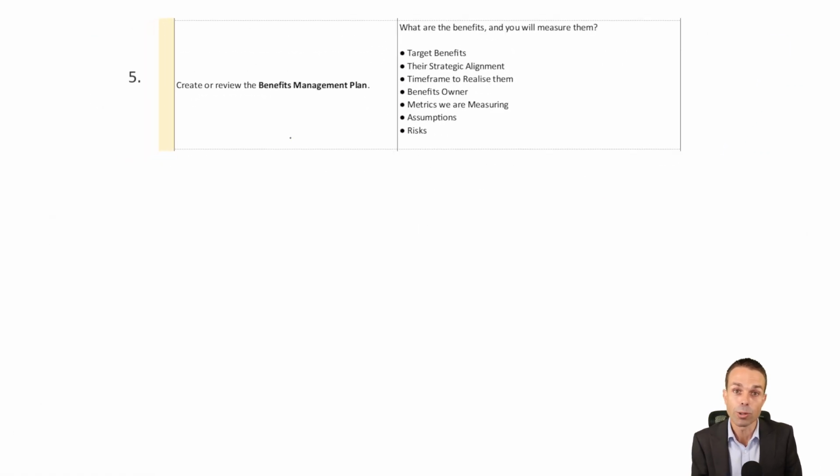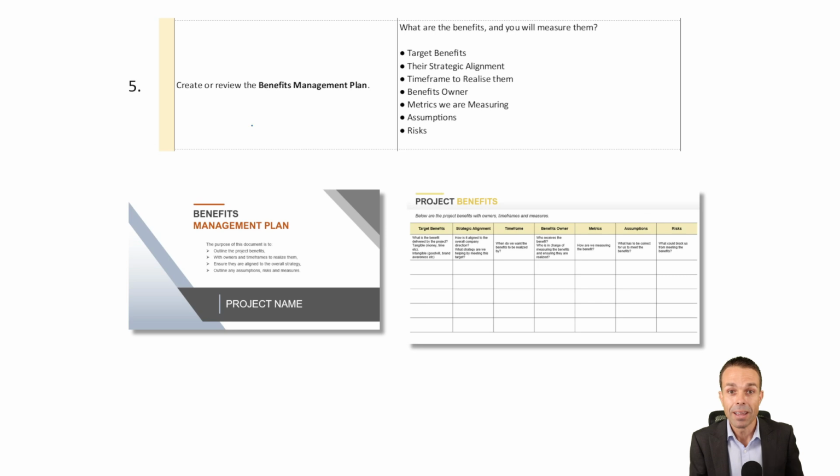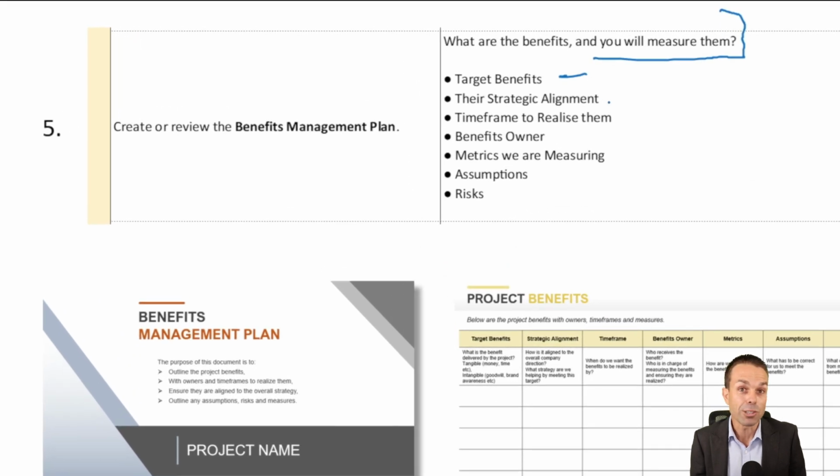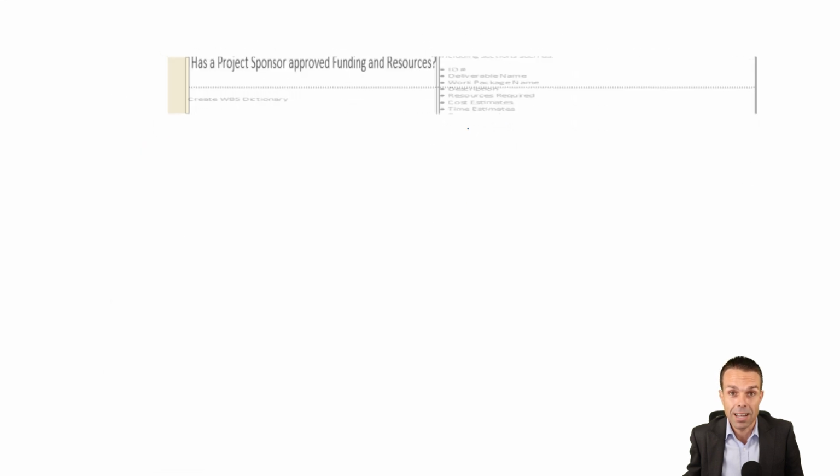Now, when we've got that, we also want to create our benefits management plan. We want to start with the end in mind. What are the benefits that we're delivering for this project, and how are we going to measure them once the project is complete to prove that we actually delivered business value? So we want the target benefits, their strategic alignment with the company's strategy, the time frame that we want to realize them in, the benefits owner, who's measuring it, any assumptions that we've made, the metrics that we are measuring, and any risks to those benefits that we might see. So that's a really good way to get started on our project.